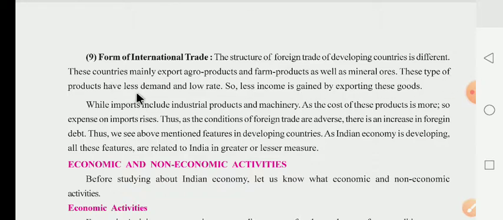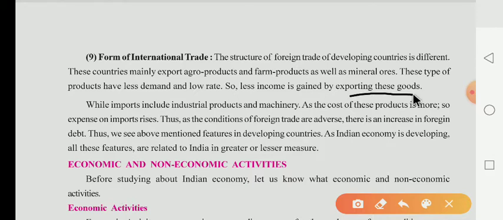This type of product has less demand and a low rate. These are all primary products of the primary sector. That's why these products have less demand as well as a low price rate. So less income is gained by exporting these goods. Developing nations gain less income because of exporting these goods. Which goods? Agro products, farm products and mineral ores.